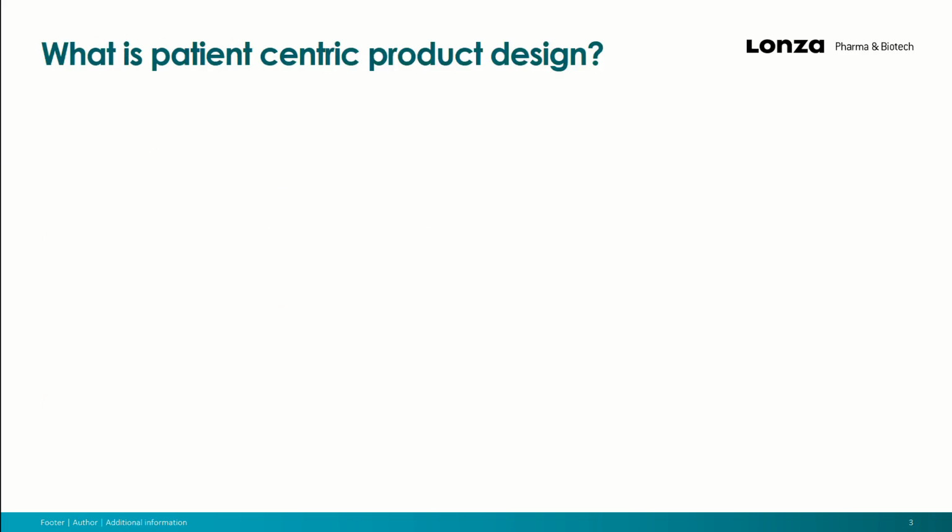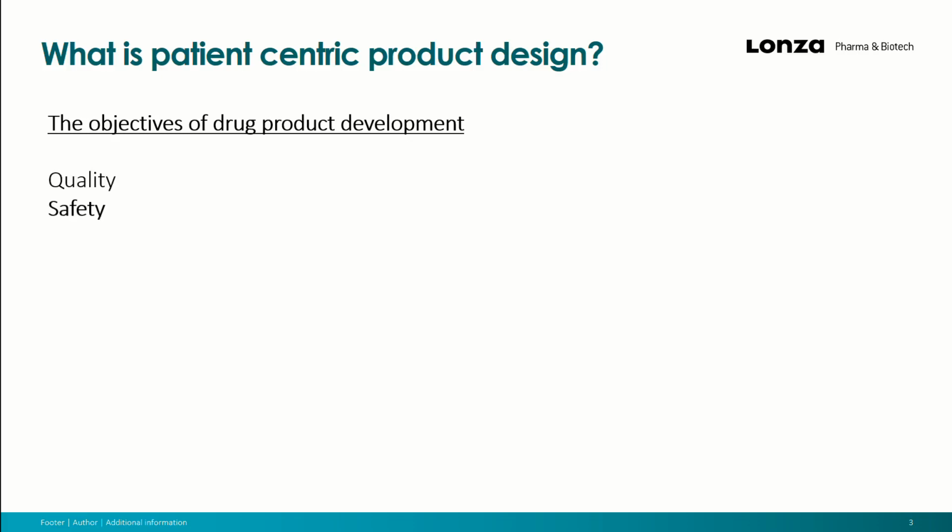Now, what is patient-centric product design? First of all, when we start to do product development, our objectives, and that's what a pharmacist learns immediately when they start, are quality, safety, and efficacy, right? And we are now talking more about effectiveness. I don't know how familiar you are with effectiveness, but efficacy is what we see in a randomized patient population in a clinical trial. So I have my patients, very specific, very well surveyed, and that's what I get out.